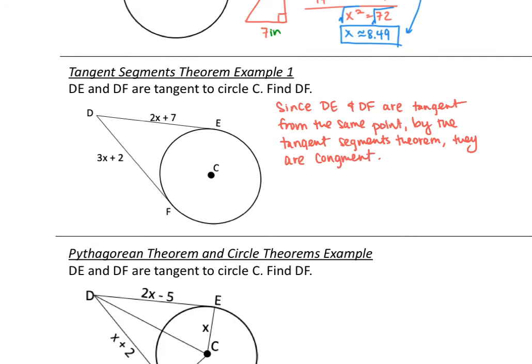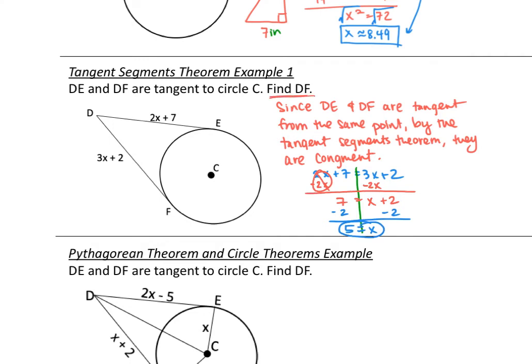That means we can set them equal to each other. So we would just do 2x plus 7 equals 3x plus 2. Solving here, remember when you have variables on both sides, you can choose whichever variable you want to move first. I'm going to start by subtracting 2x from both sides. On this side I have 7, so 3x minus 2x is x, and then I have plus 2, and now I'm going to subtract 2 from both sides. So 5 equals x.